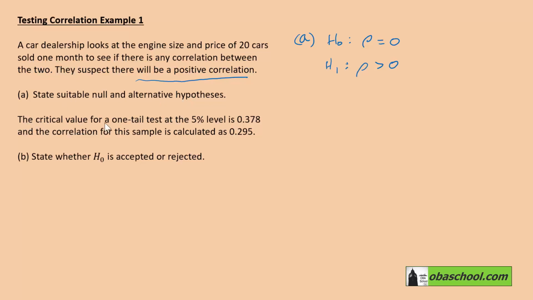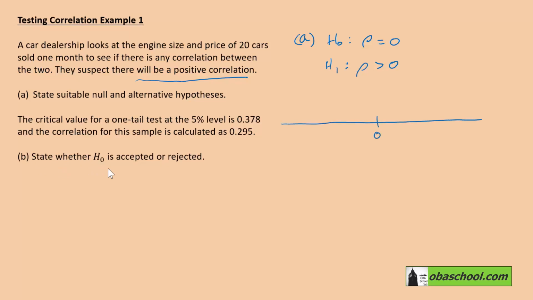The critical value for a one-tail test at the 5% level is 0.378, and the correlation for this sample is calculated as 0.295. State whether H0 is accepted or rejected.